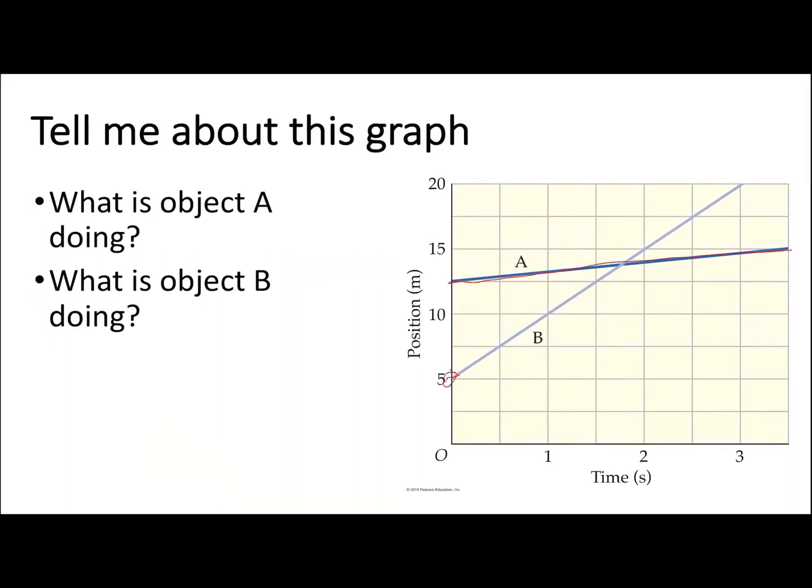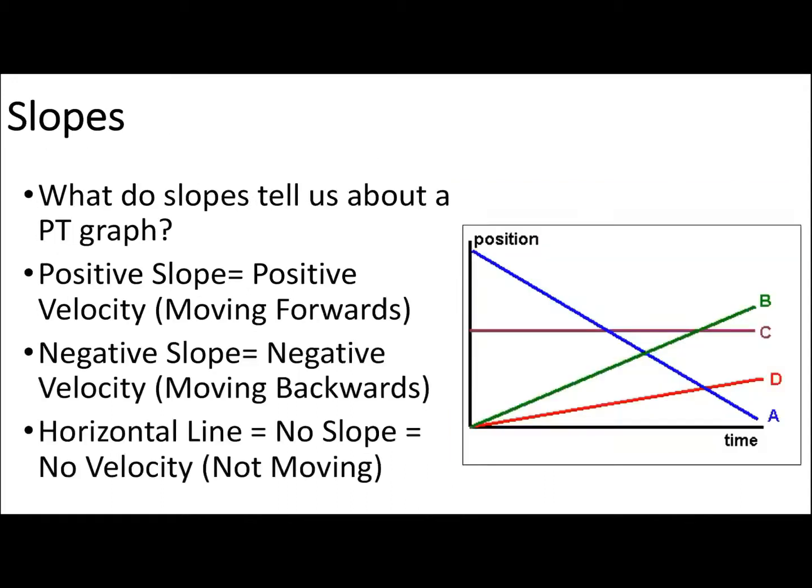Object B starts behind A, but similar thing happened as in our last graph. At this point in time, like 1.7, 1.8, the two objects are at the same place at the same time, and then object B is going ahead of A. So we know B is traveling faster than A is. And we can tell that easily because B has a higher slope.